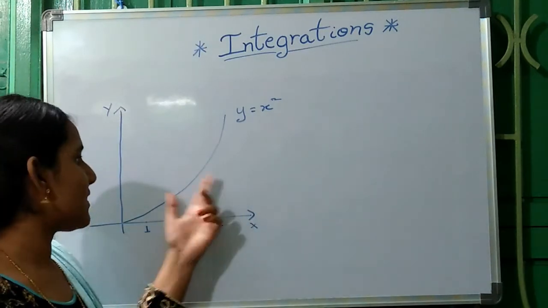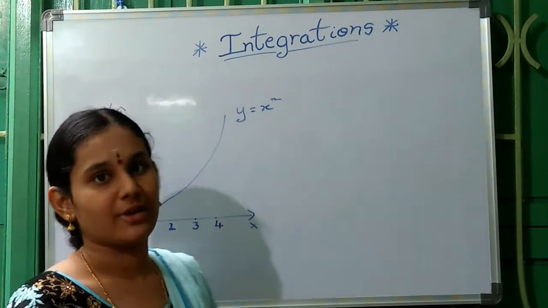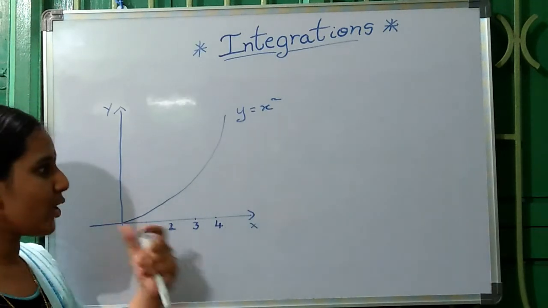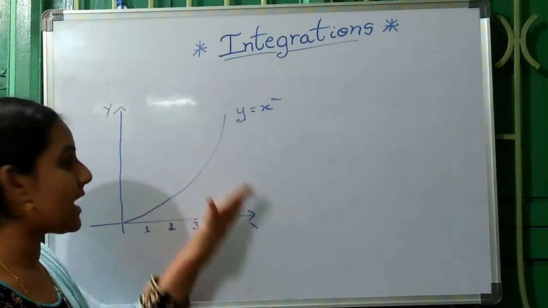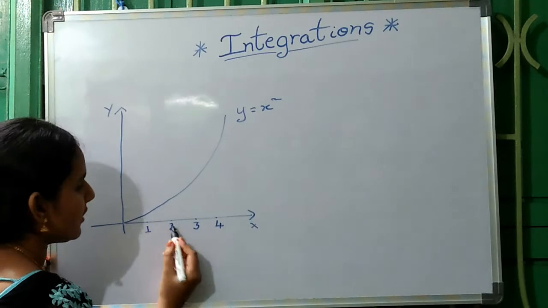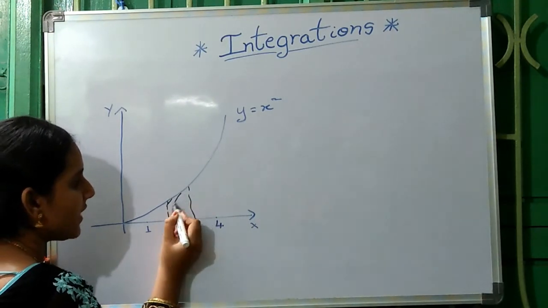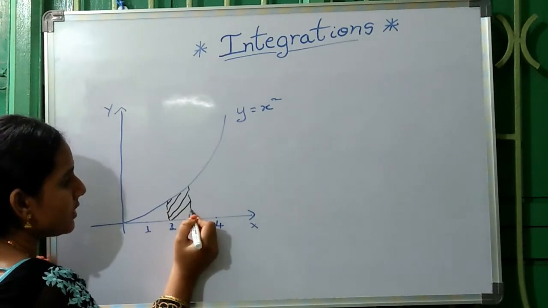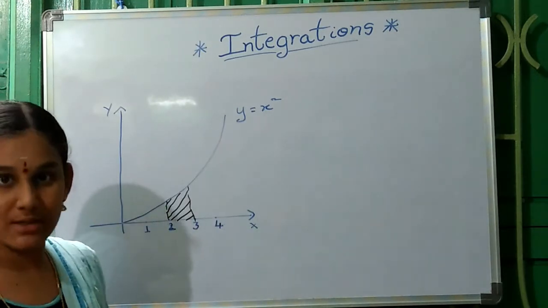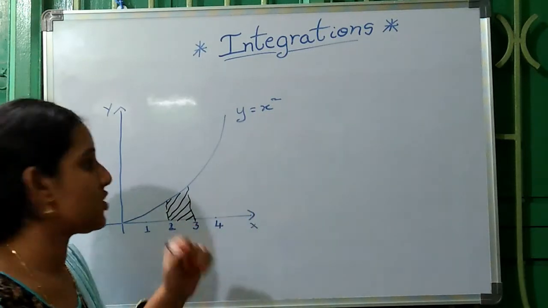Let us consider the previous curve. Now we are going to see how integrations are useful for us. Integrations help us in knowing the area covered by the given curve, from x equal to 2 to x equal to 3. This shaded region. If you want to find the area of this shaded region, integration helps us. It is the reverse process of differentiation.